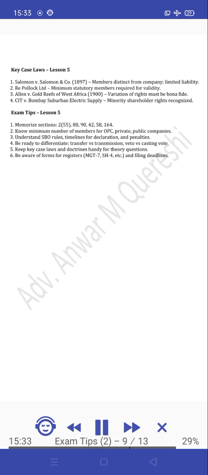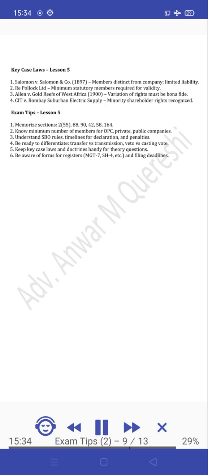Key case laws, Lesson 5. 1. Solomon v. Solomon and Company, 1897: members distinct from company, limited liability. 2. Reed Pollock Limited: minimum statutory members required for validity. 3. Allen v. Gold Reefs of West Africa, 1900: variation of rights must be bona fide. 4. CIT v. Bombay Suburban Electric Supply: minority shareholder rights recognized.